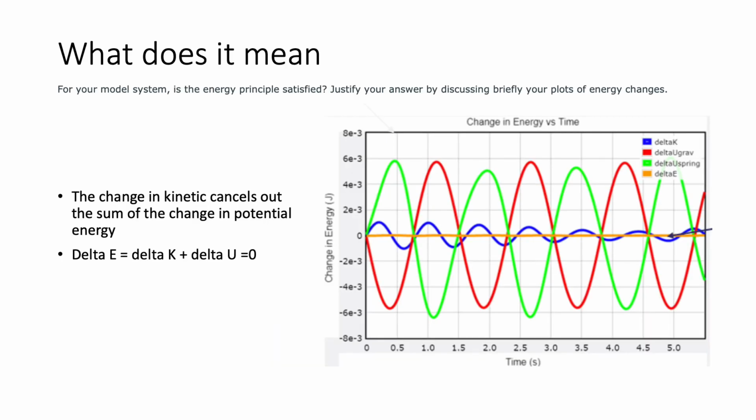To answer the what does it mean question, I would like to say that yes, the energy principle was satisfied because the total energy remained constant, and you can see this in the graph. So the orange line, delta E, represents the total energy, and it states 0, which means that the change in kinetic energy cancels out the sum of the change in potential energy.